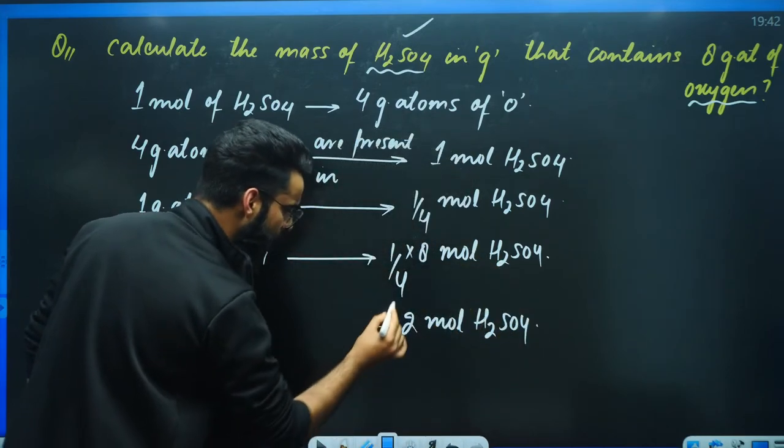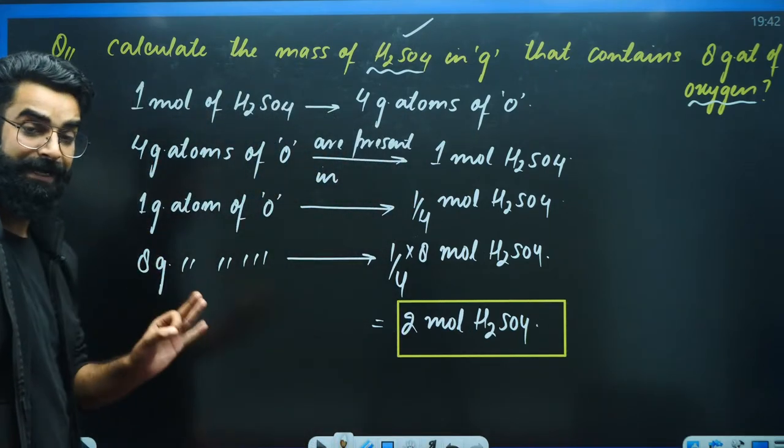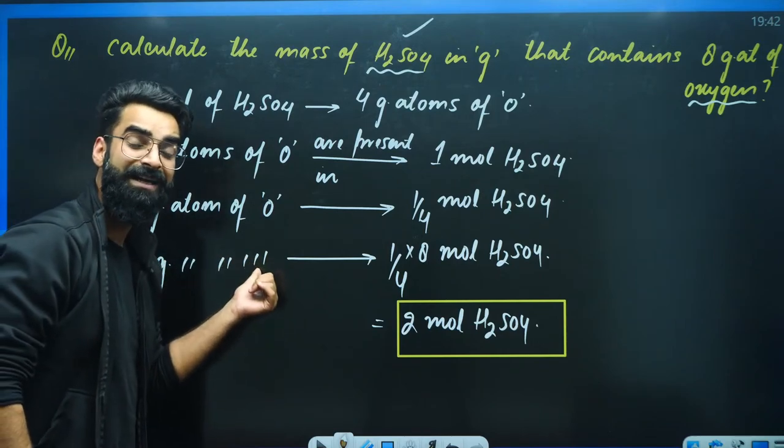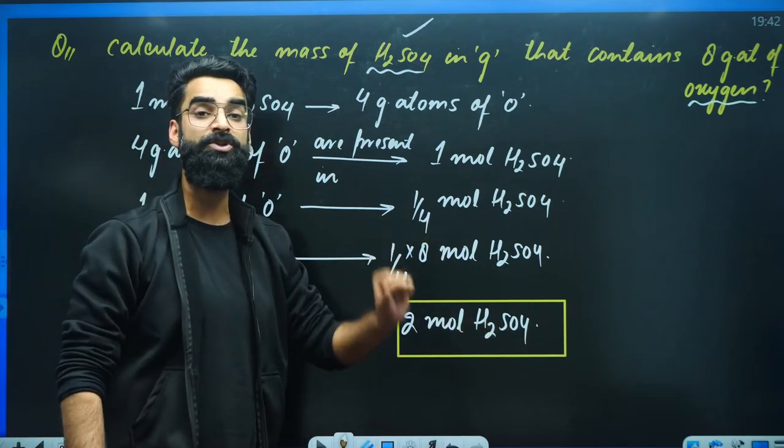Can you first of all let me know what did I calculate here? Can you let me know what did I calculate? I calculated that 8 gram atoms of oxygen are present in 2 moles of H2SO4.